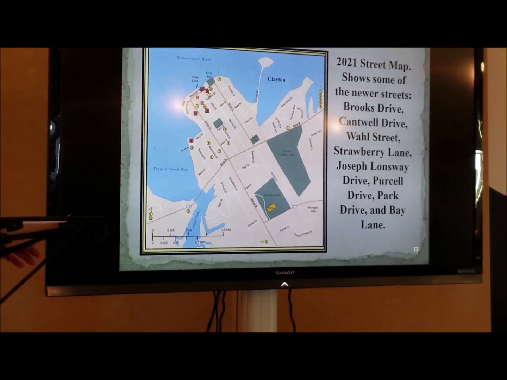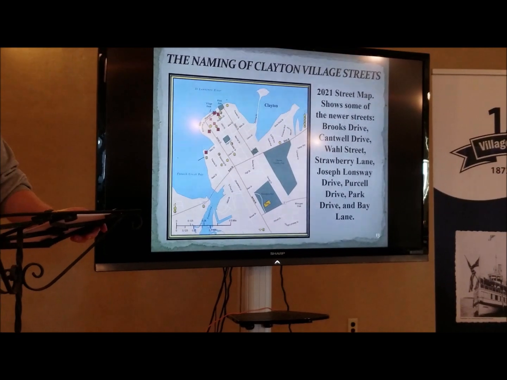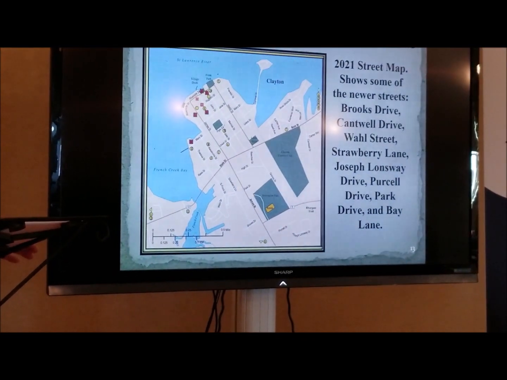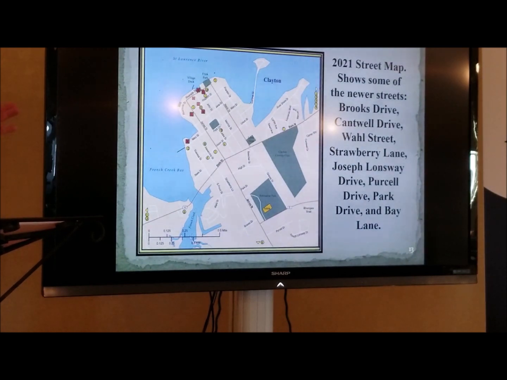All right, and this is the newest map that I used, 2021, and there is a copy of it there. So this particular map shows a lot of the streets that none of the other maps showed. And you'll see Brooks Drive, Cantwell Drive, Wall Street, Strawberry Lane. All right, they may have been streets, but they weren't on maps so much. But they're definitely on this one.